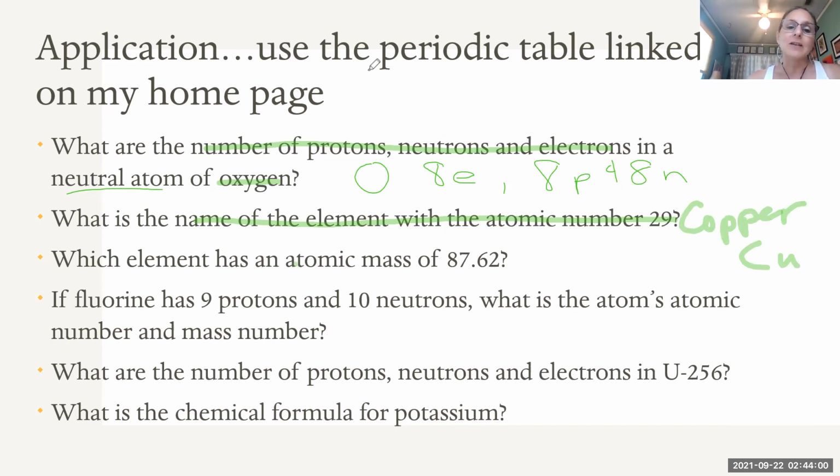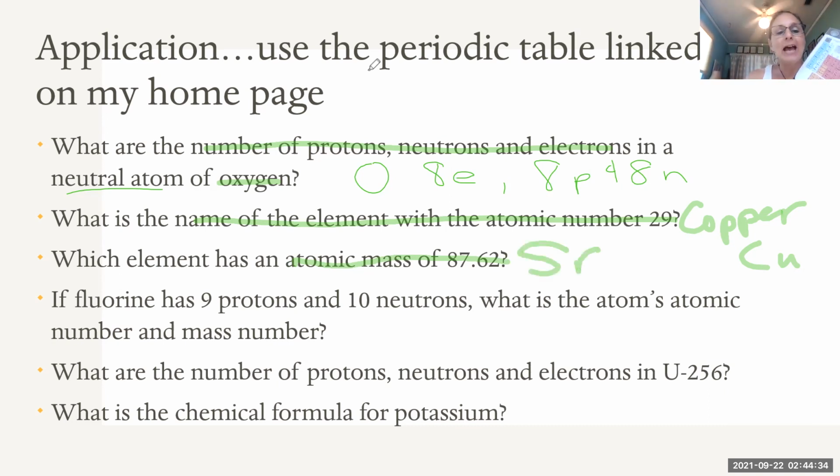Which element has an atomic mass of 87.62? We'll look around the periodic table and try to find one that has close to that. I don't even know where that is. 87.6. So we would look at the bottom numbers here. I can't see that upside down. Oh, I see it. See that right there? See how it says 87.62? And it says Sr. That's strontium. So this one is strontium.